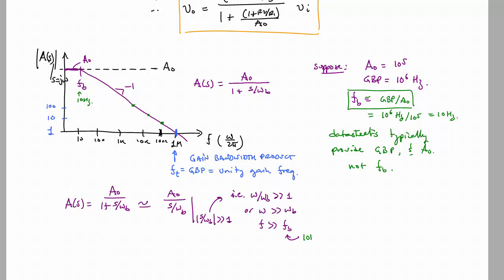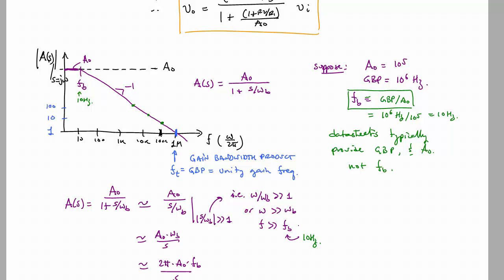10 hertz. Then we can simplify our frequency-dependent open-loop gain to something even simpler. It's going to be A naught times omega b divided by s. I can rewrite that again and say that's 2 pi times A naught times f of b over s.